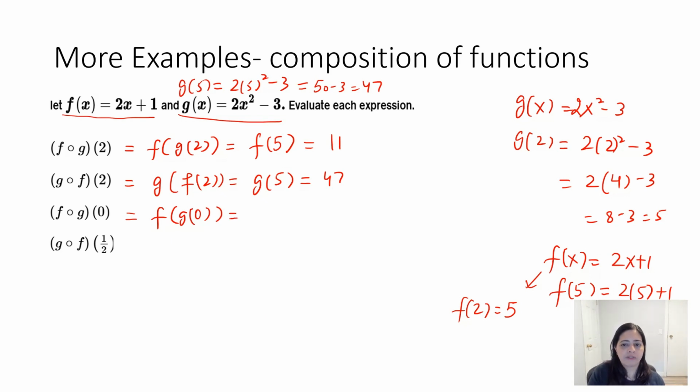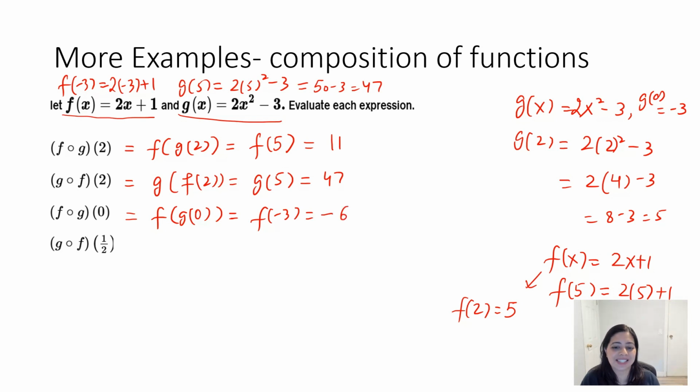Next, f of g at 0. Now this is again the definition of g. So what is g at 0? Minus 3. And now what is f of minus 3? Very easy to find. 2 times minus 3 plus 1, minus 6 plus 1, minus 5.